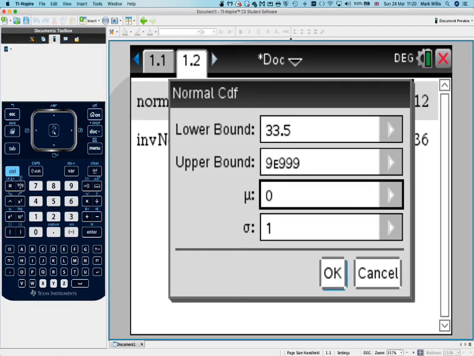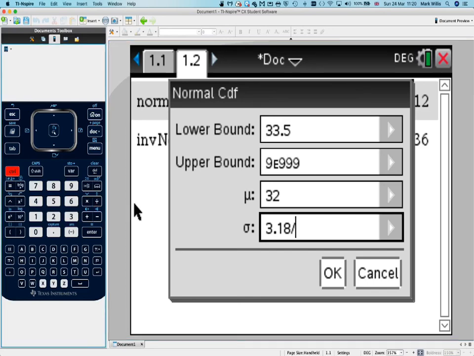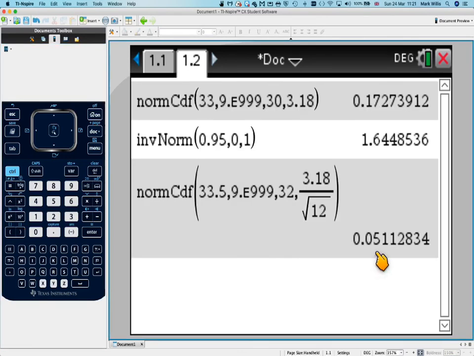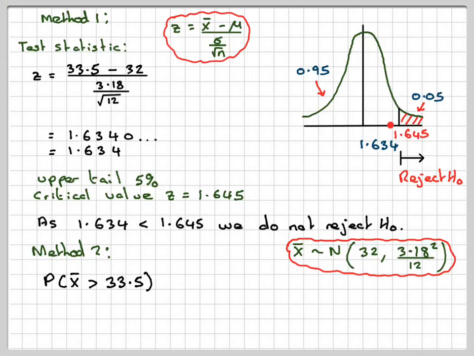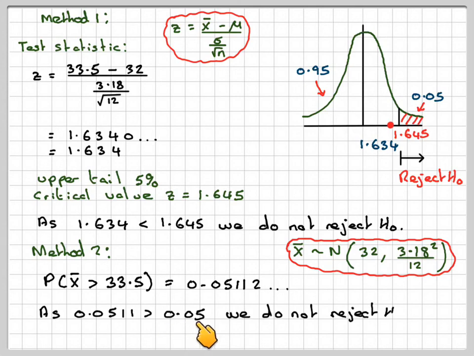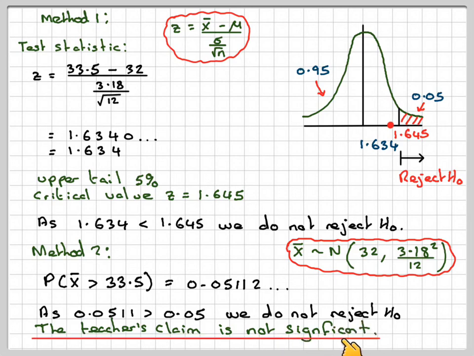The mean is the population mean, 32. The standard deviation, you have to be a little bit careful, is 3.18 divided by the square root of 12, because there were 12 in the sample, and that gives a p-value of 0.0511. As 0.0511 is greater than 0.05, we do not reject H0, and we say that the teacher's claim is not significant.